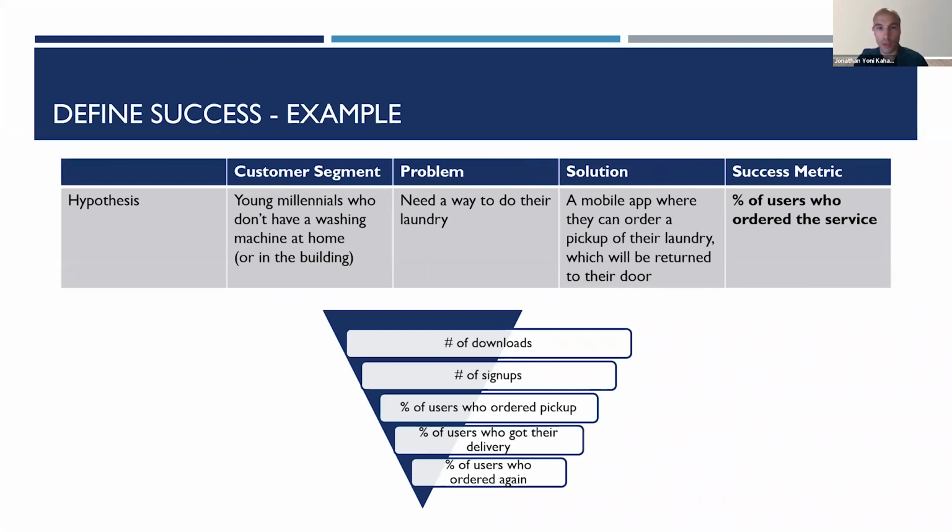This is similar to other companies. For example, Booking.com, the main metric is people who order hotels and so on, but it really depends on the product and your business model.